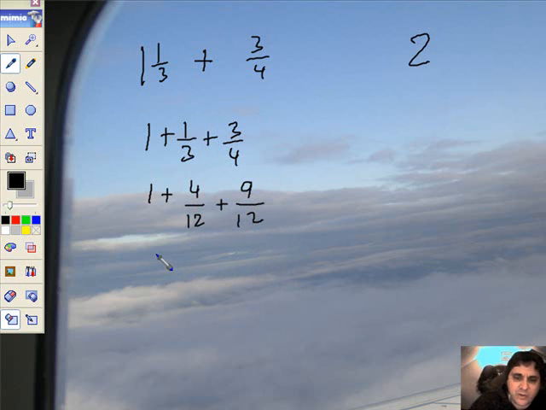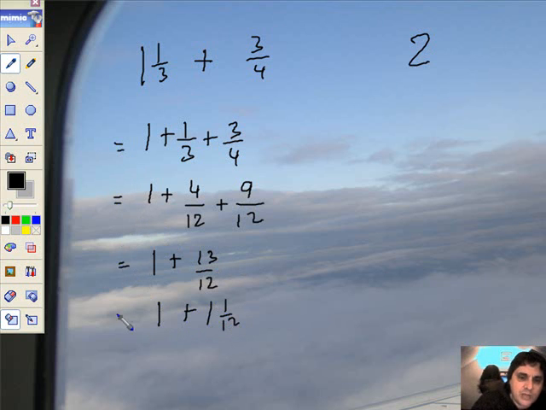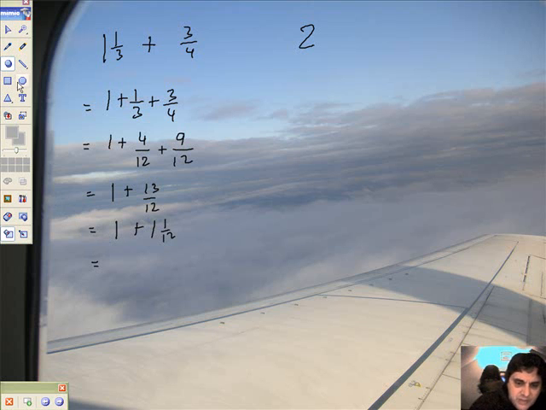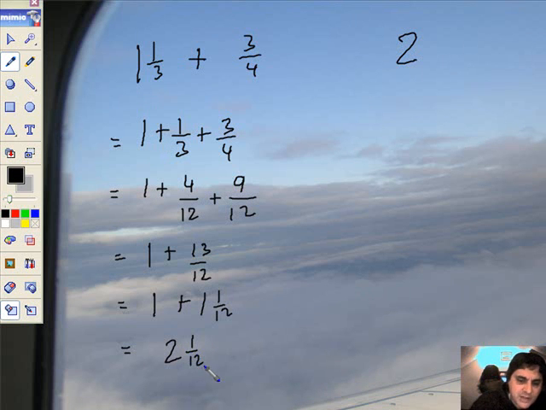Alright, so what have I got? I've got 1 plus 13/12, and 13/12 is clearly top heavy. That's 1 and a 12th altogether. Again, all these are truly equal, so I'm allowed to do this. Altogether I have 2 and a 12th cups of sugar required.